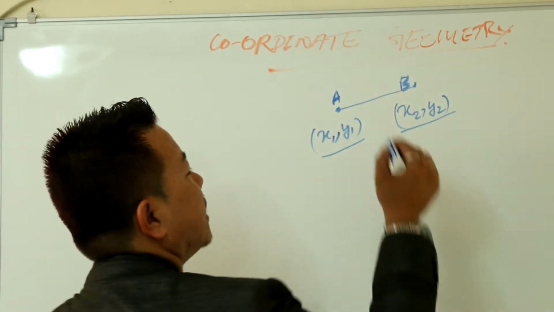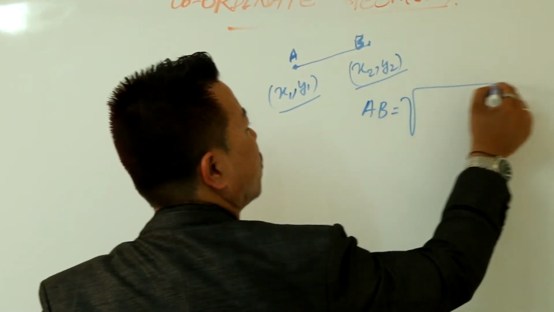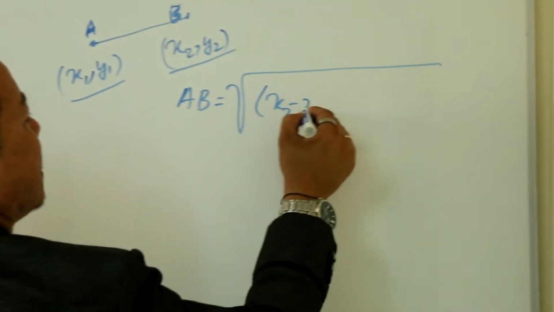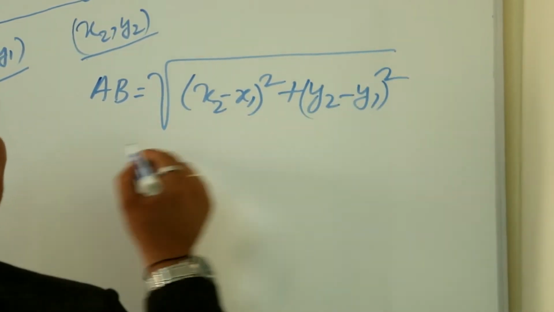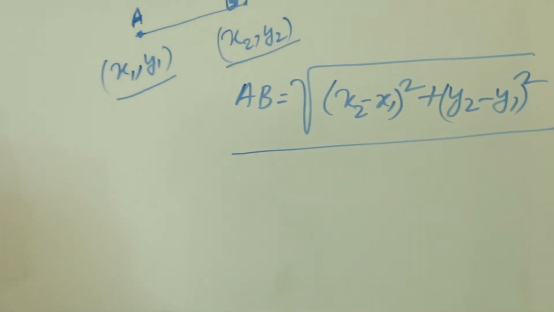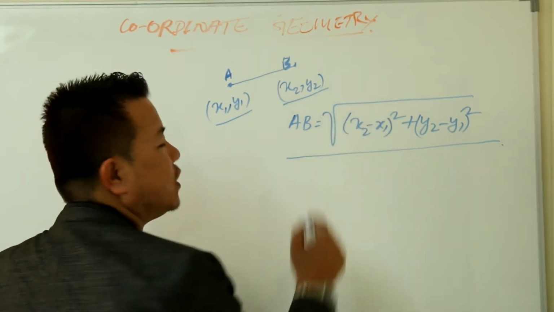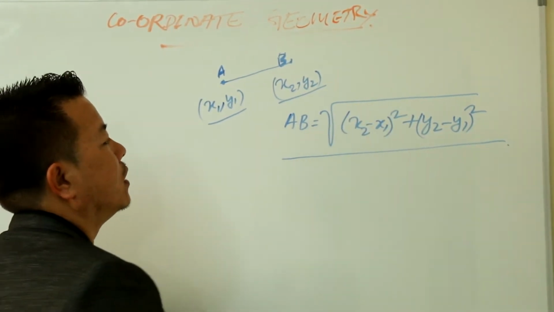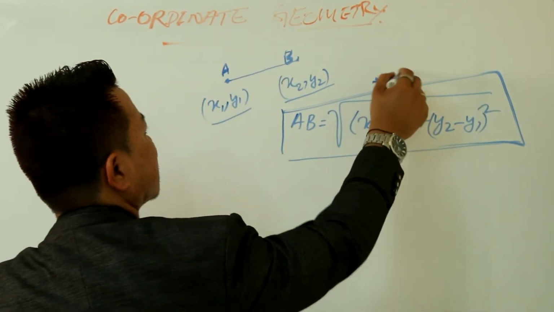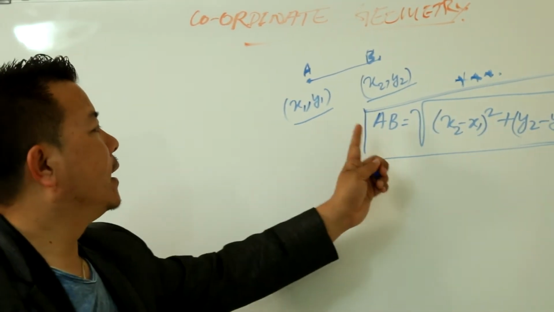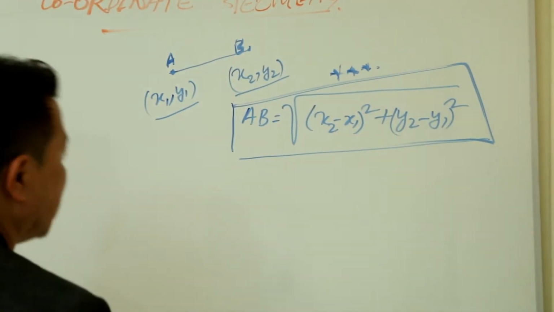So what is the distance formula? Here AB is the distance, and the formula is the square root of x2 minus x1 whole square plus y2 minus y1 whole square. Using this formula, you can find the distance of any two points if their coordinates are given. So how do we derive this formula? Today in this lesson we are going to derive this distance formula. Distance AB is equal to root over x2 minus x1 whole square plus y2 minus y1 whole square.